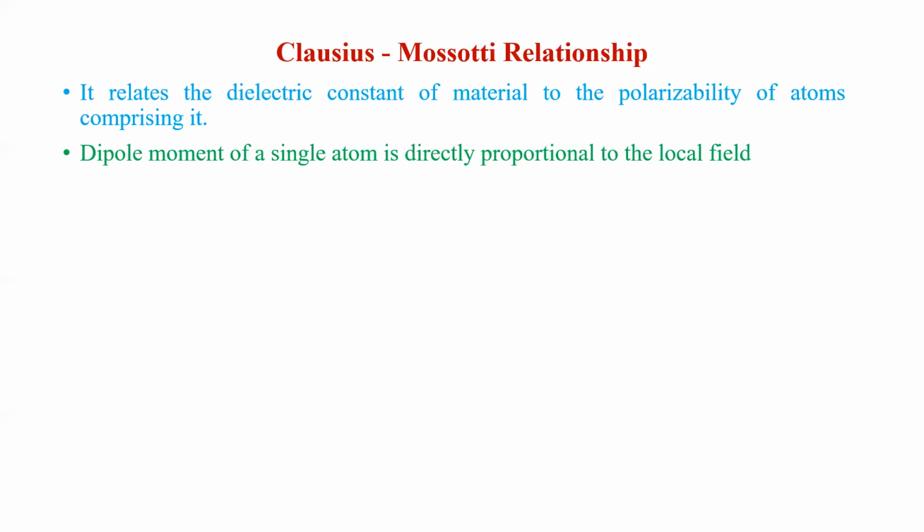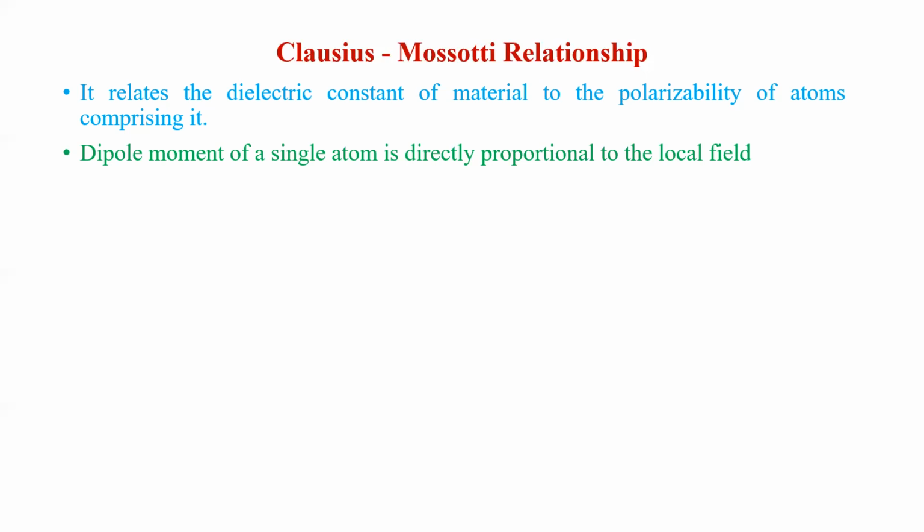Here the local field is nothing but the resultant of both internal and external fields. The external field is the field that we apply with the voltage source or any source that is giving an external electric field. Along with that, there is an internal electric field which comes because of the dipole moment.